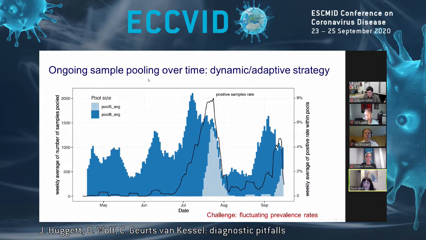So moving now to the large picture, I would like to tell you that the ongoing sample pooling over time presented us with some challenges of fluctuating prevalence rate. So we had to adapt, we had to be dynamic in our approach. Now this is a complicated slide, but I will simplify it.